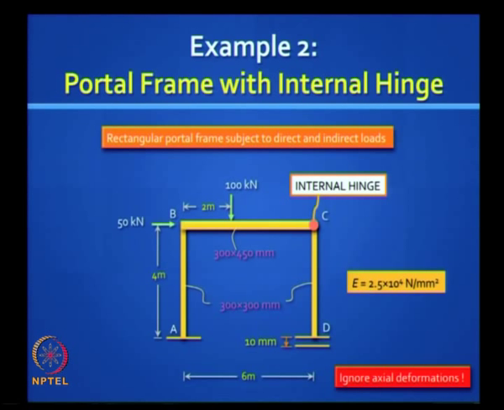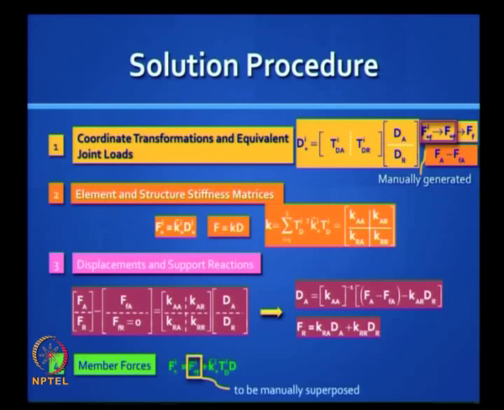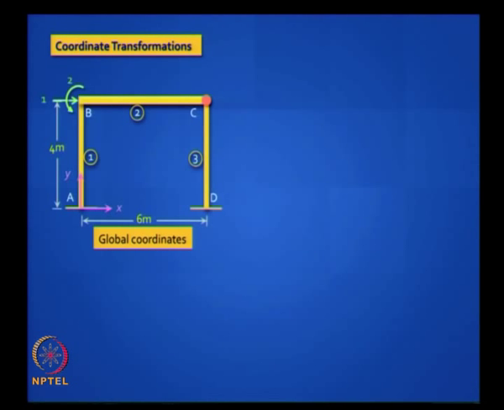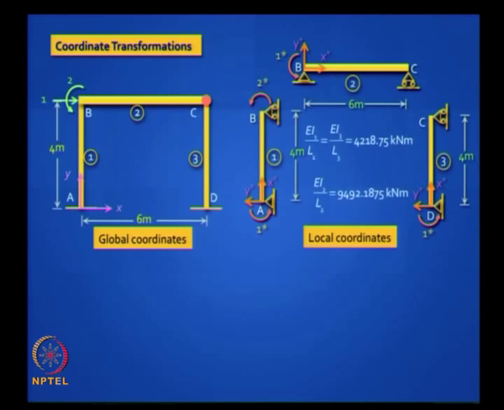Is that hinge going to make our life more complicated, or is it going to make it easier? It should make it easier. Okay, so let's make it easy. Solution procedure same, coordinate transformations. Now look, the change we are making compared to the previous problem is, in elements 2 and 3, we knock off the rotational degree of freedom at C. So the size of your stiffness matrix, your TD matrix, reduces.